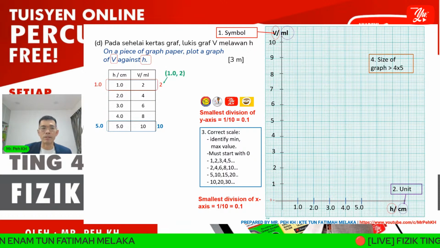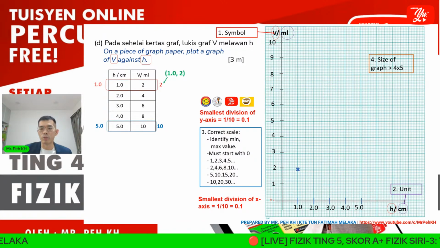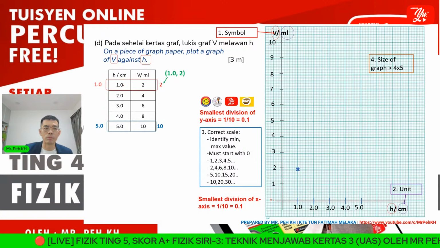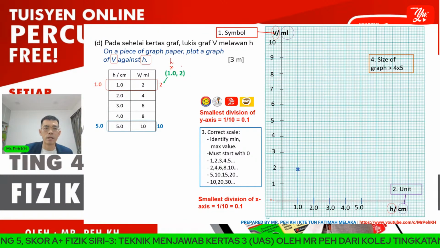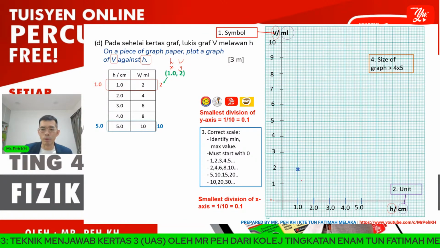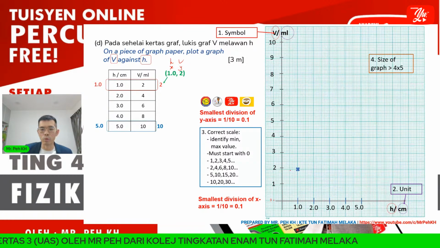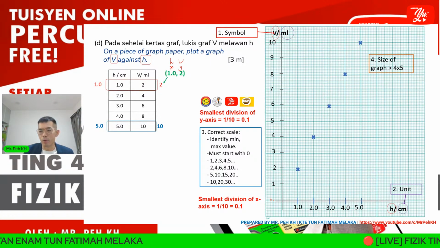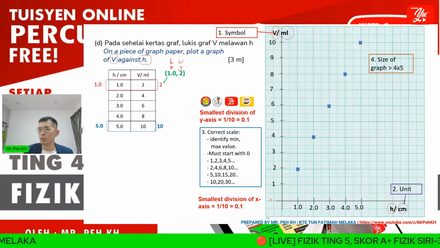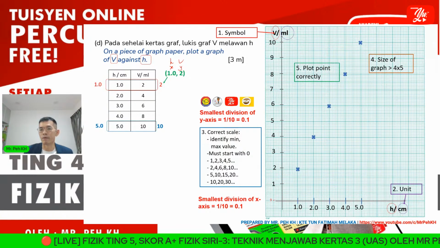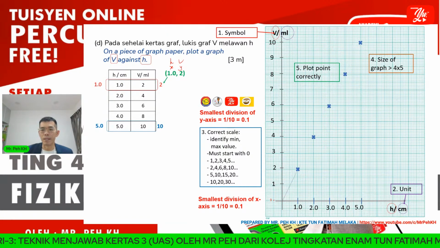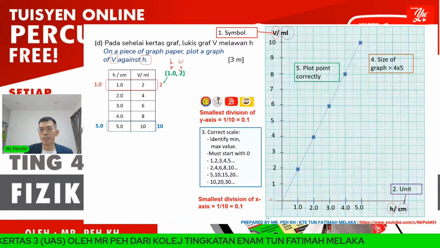Okay, then next is plotting the graph. Start with 1.0 and 2. Our x-axis will be H and our y-axis will be V. So it will be 1.0 with 2. This will be the first point, and then this will be the other point. If you are able to plot all the points correctly, you will get another 2 ticks for item number 5, where you plot the graph for every point correctly. And then the baseline will be item number 6.